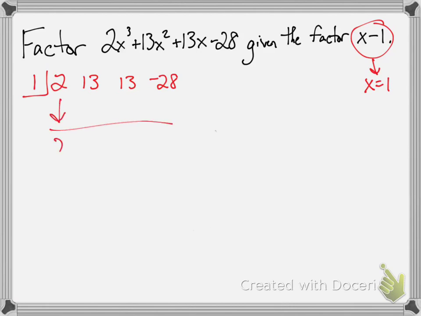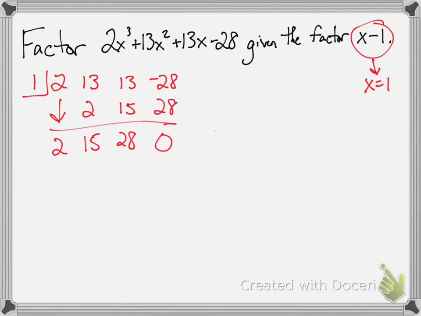Pull down the 2. 2 times 1 is 2. Added to the 13, we get 15. 15 times 1 is 15. Added to the 13, it's 28. 28 times 1 is 28. Added to the negative 28, it's 0. That's a good thing. That means my remainder is nothing. It truly is a factor.